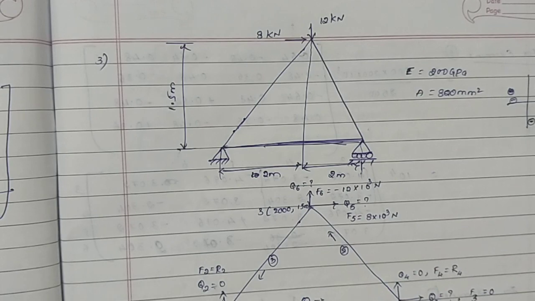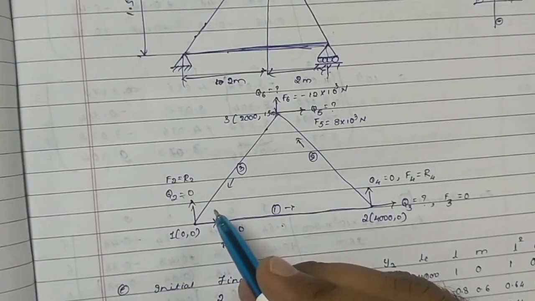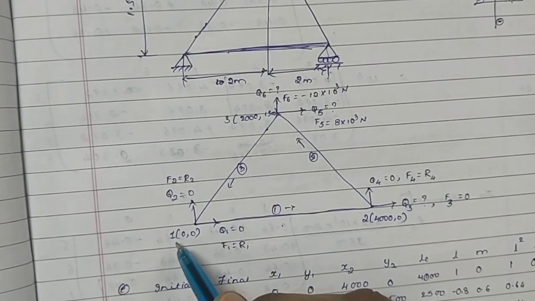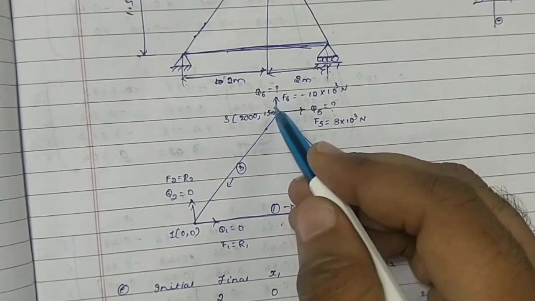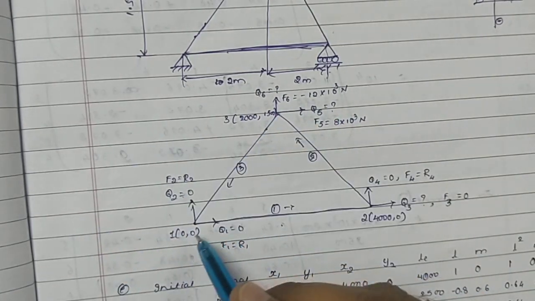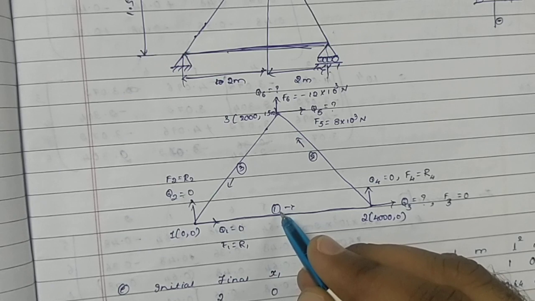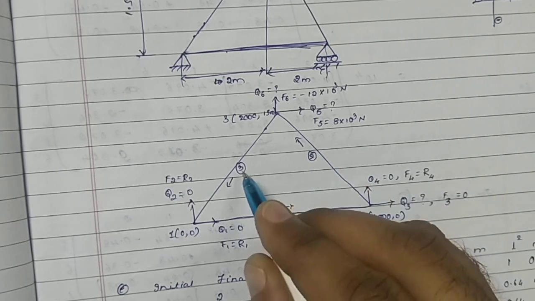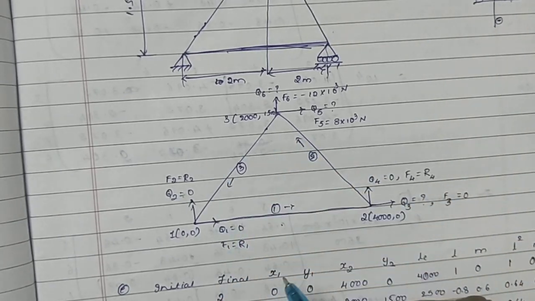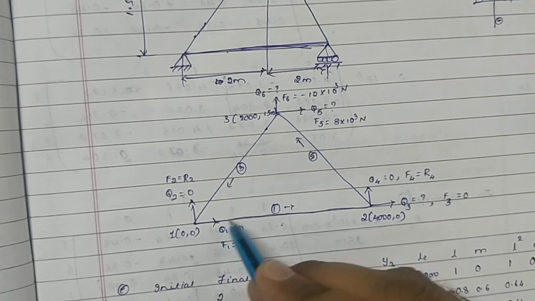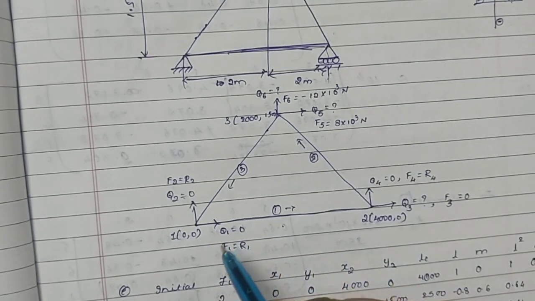So write this finite element model. We'll start numbering the nodes 1, 2, 3, just move in one direction. Then start numbering the elements: element 1, element 2, element 3, just move in one direction. Keep in mind we'll always move in the anti-clockwise direction.